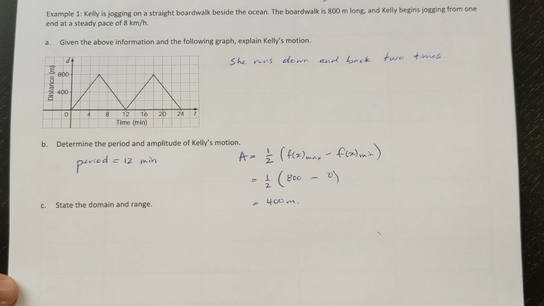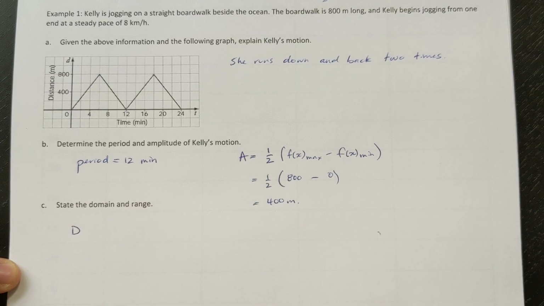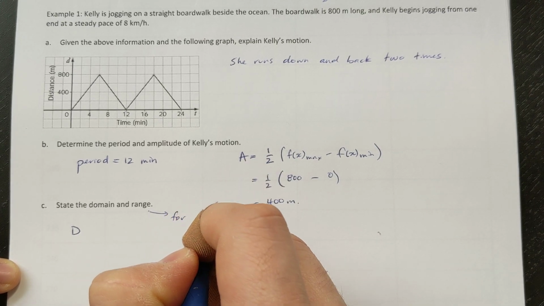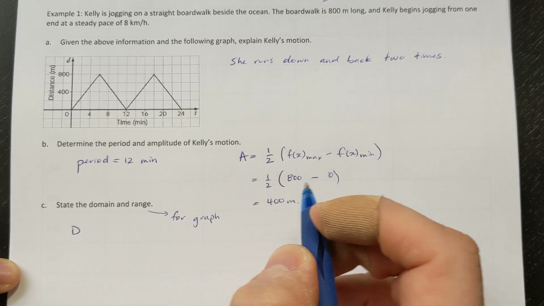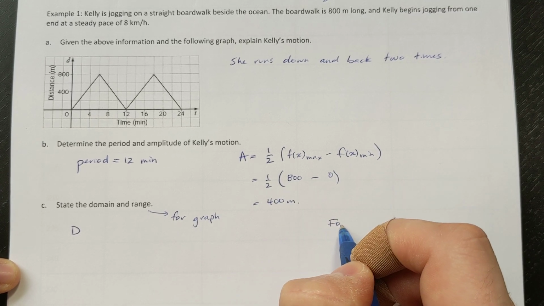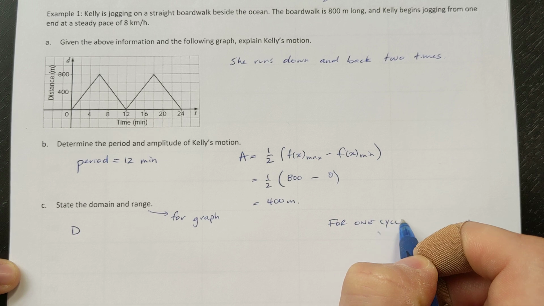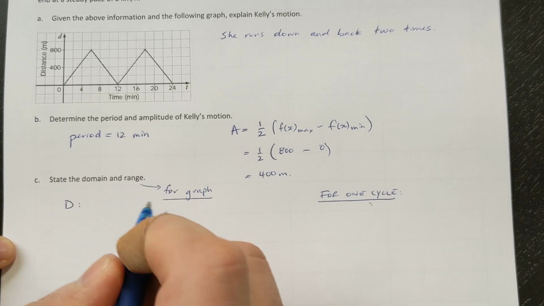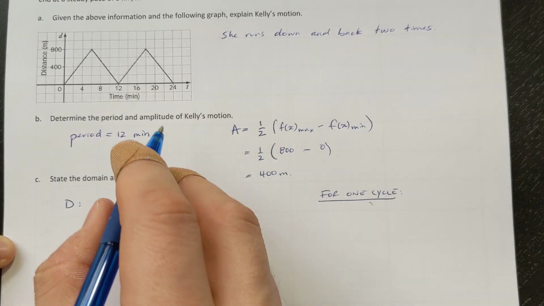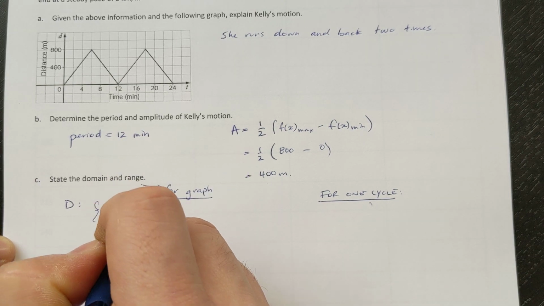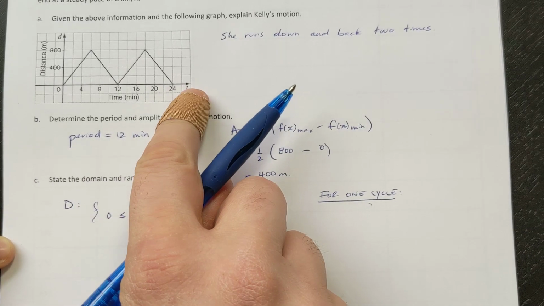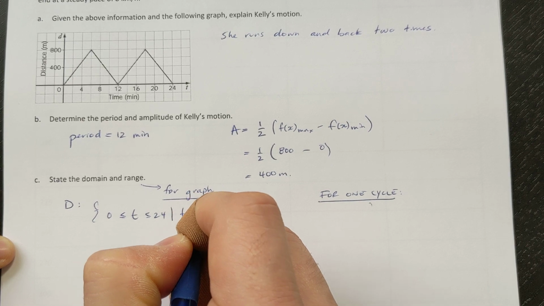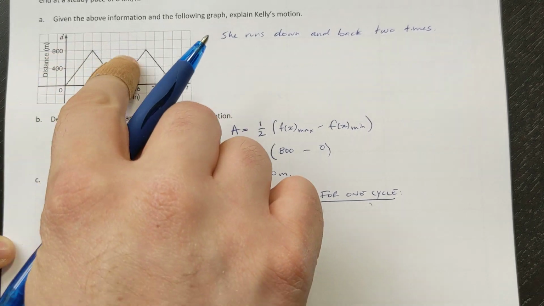Okay, and state the domain and range for the graph, and then also we'll do one for one cycle. So we're going to do one for the graph and for the cycle. If I just look at the domain for the graph, it's between 0 and 24 minutes. So I'll just say 0 less than or equal to t less than or equal to 24, such that t is an element of all real numbers, because it's continuous. I'm using t because my domain there is given as t.